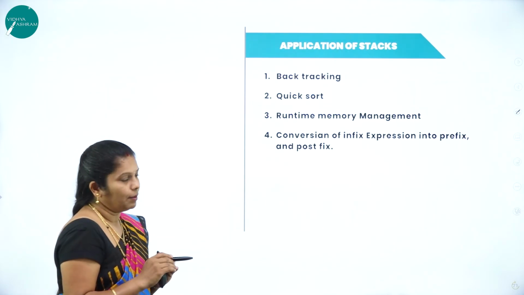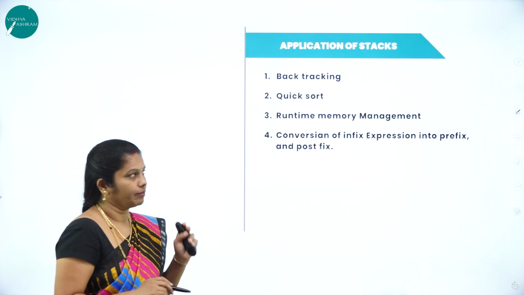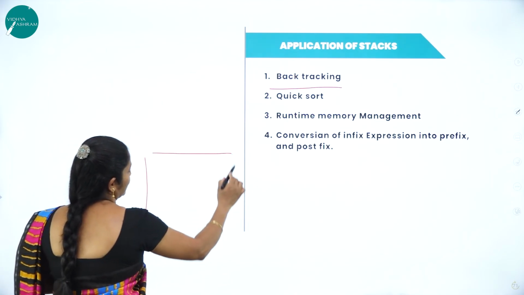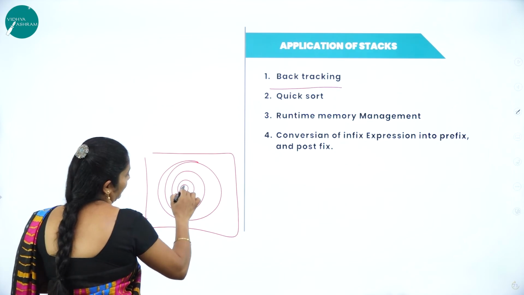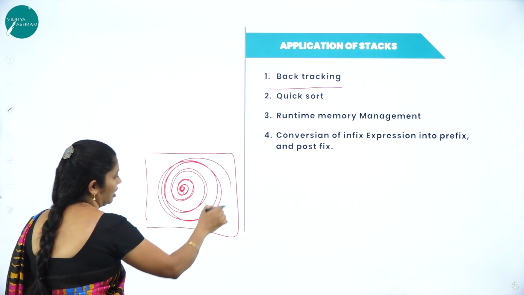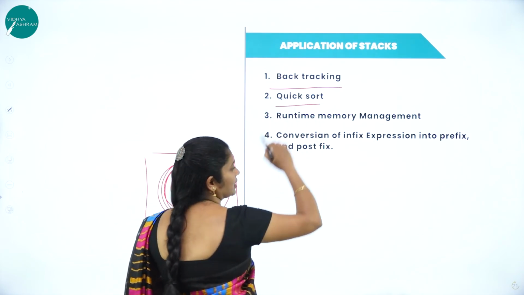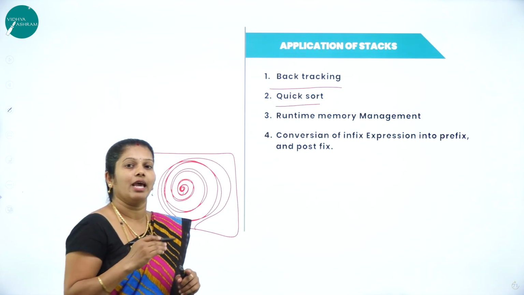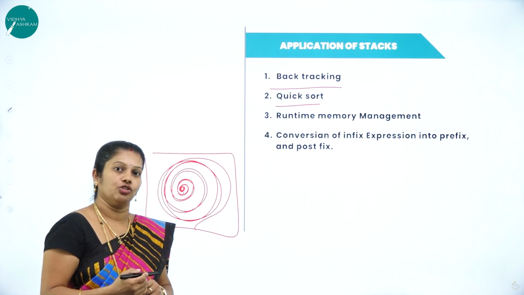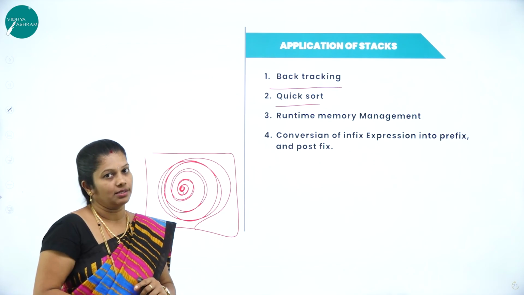Next we will explain applications of stack. Application means where exactly we are using the stack concept. It is used in backtracking. What is backtracking? Consider we have a circle like this. Presently we are here. If I want to come back, I have to come back from the same path. That is backtracking. Then it is used in quick sorting. When we come to sorting, there are several sorting techniques: selection sort, bubble sort, insertion sort. In the same way, one more sorting technique is there, quick sort. There also we are using the stack concept.